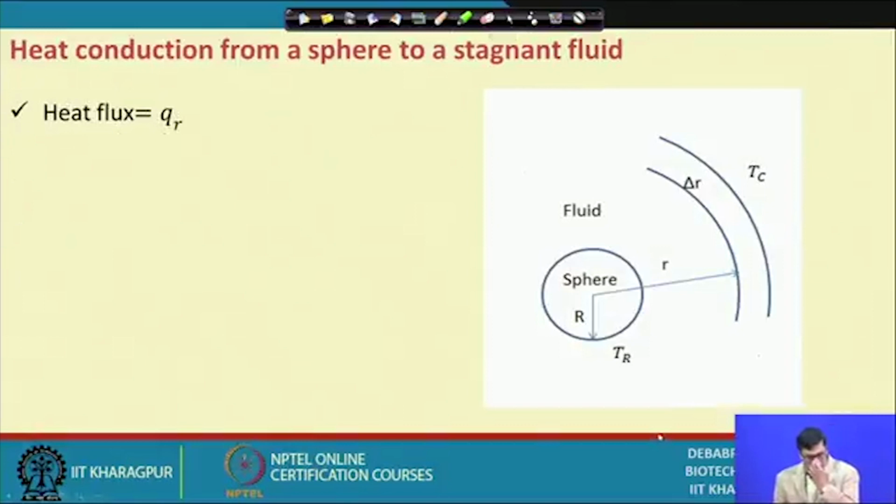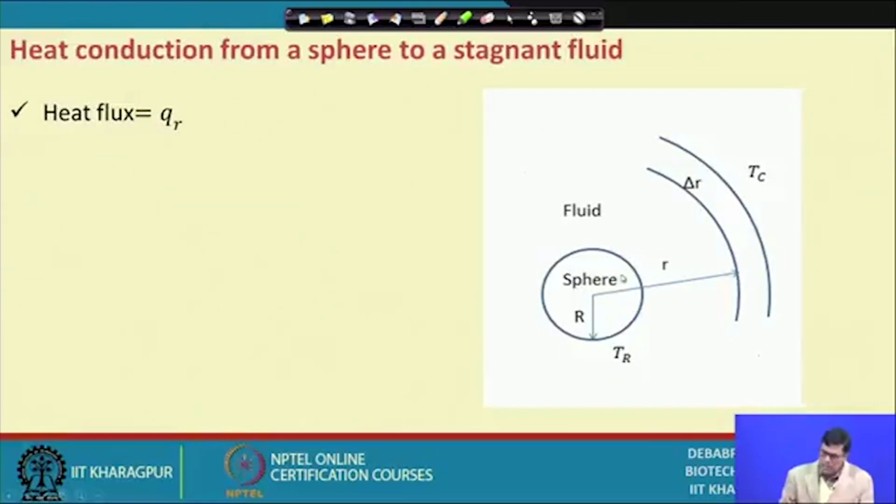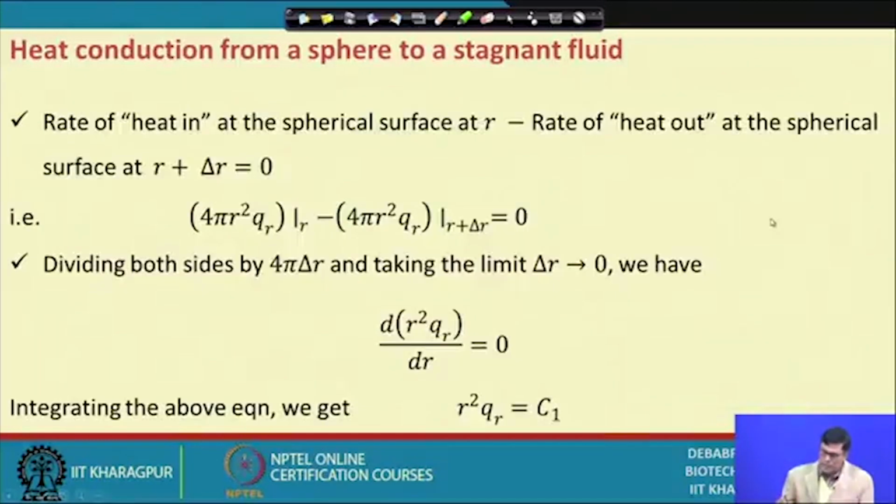So, this is how we can do that. This is the sphere, and this is the fluid that we have. This is R, and this is Tc, and Tr is the difference. So, the rate of heat in at the spherical surface r, minus the rate of heat out at the spherical surface r plus del r, should be equal to 0, and this can be represented like this. This is the surface area, am I right?